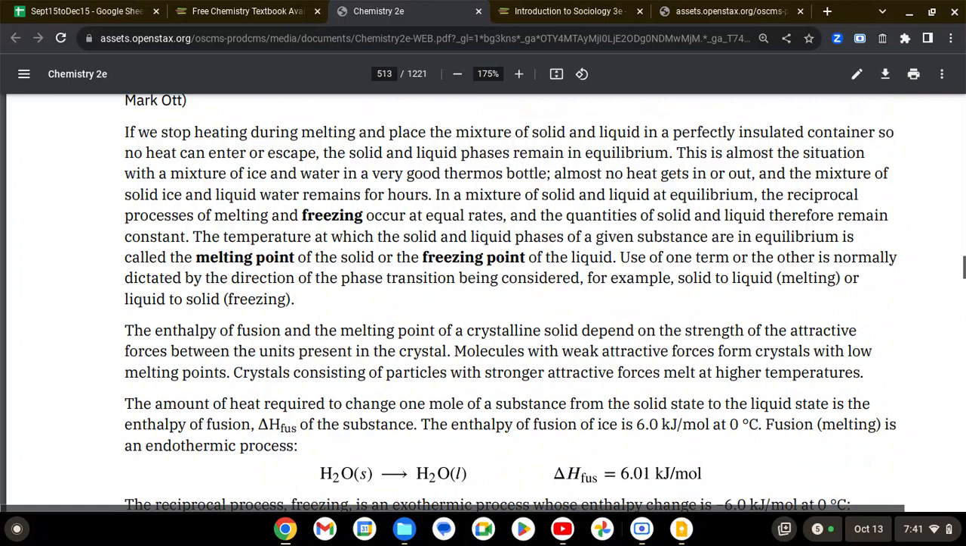The temperature at which the solid and liquid phases of a given substance are in equilibrium is called the melting point of the solid, or the freezing point of the liquid. Use of one term or the other is normally dictated by the direction of the phase transition being considered, for example, solid to liquid or liquid to solid.